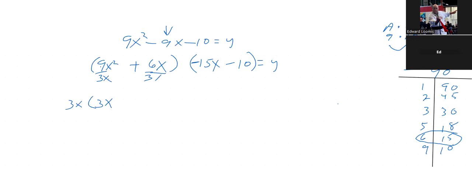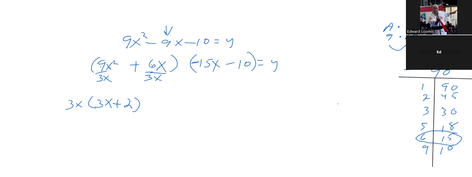Plus 6 divided by 3 is 2. X divided by x, they cancel. So I have 3x times parentheses 3x plus 2. Now I'm going to look at the next piece. I have negative 15x, negative 10.